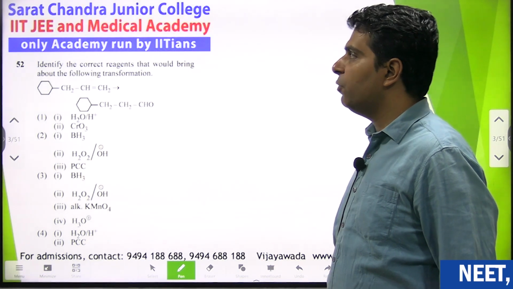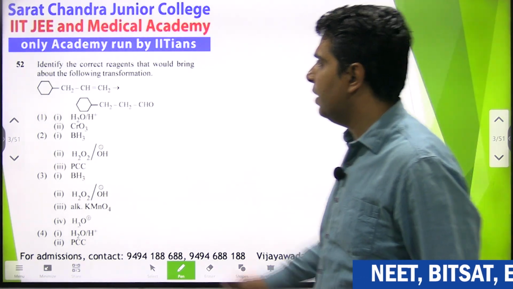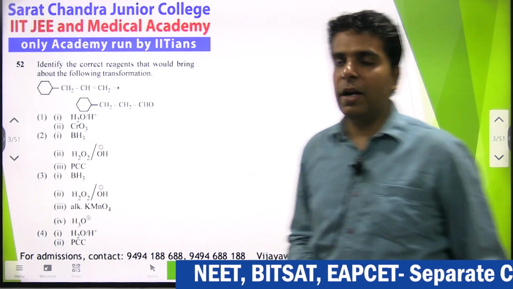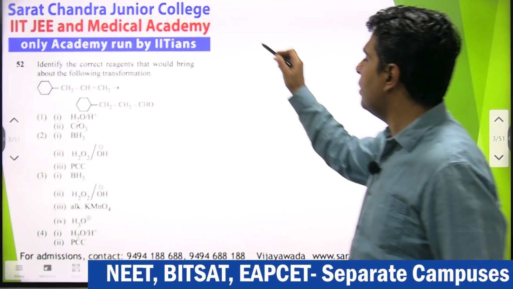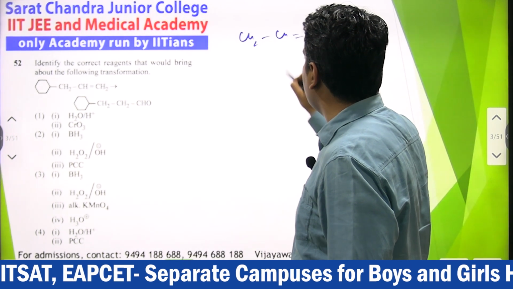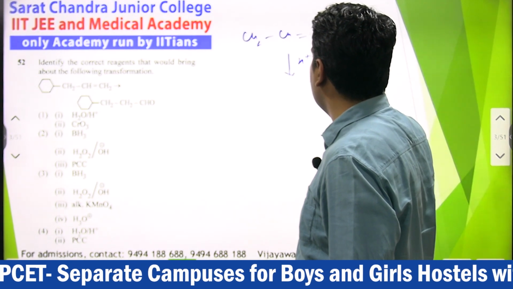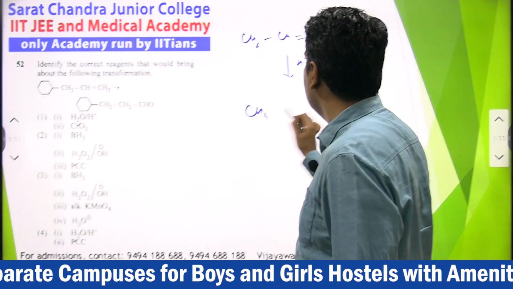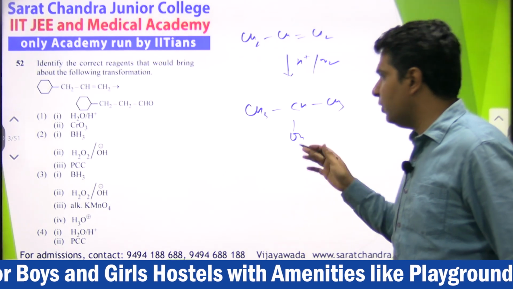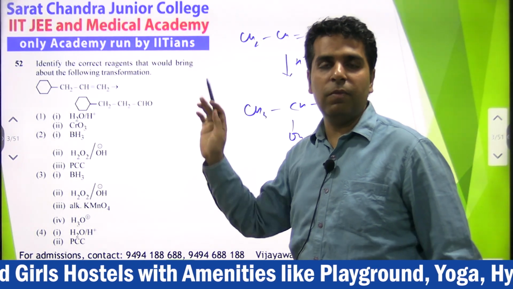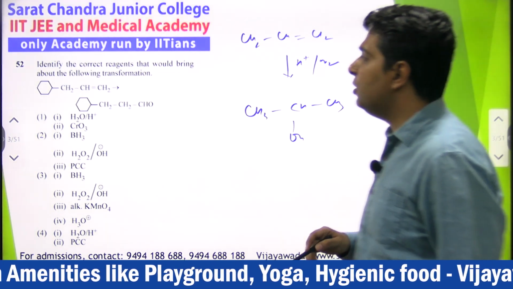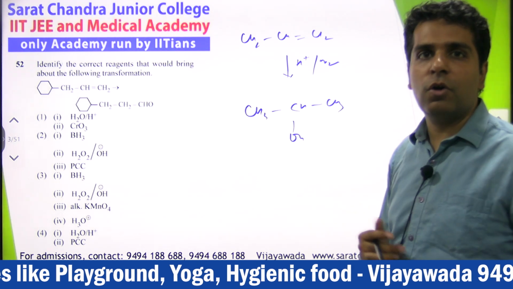Identify the correct reagents that would bring about the following transformation. So we have to convert this alkene into aldehyde. So first of all, we have to do hydration of the alkene. If we are doing normal hydration, then it will follow the Markovnikov addition. So in Markovnikov addition, the OH group will be attached to the central carbon. So if the OH group is at the central carbon, it will never give me aldehyde. If we are oxidizing this, we'll be getting ketone. So we want aldehyde. So the first thing that we have to do is anti-Markovnikov addition.